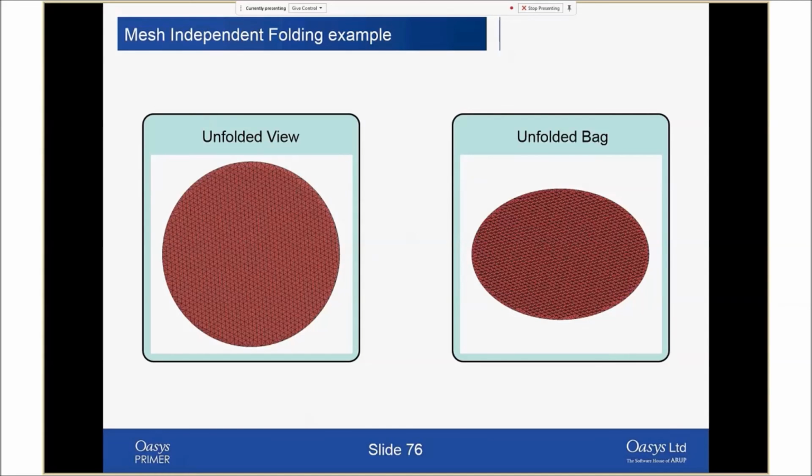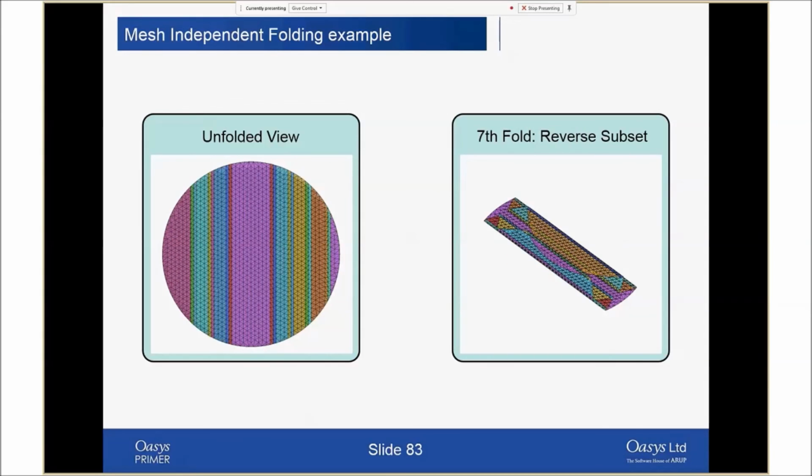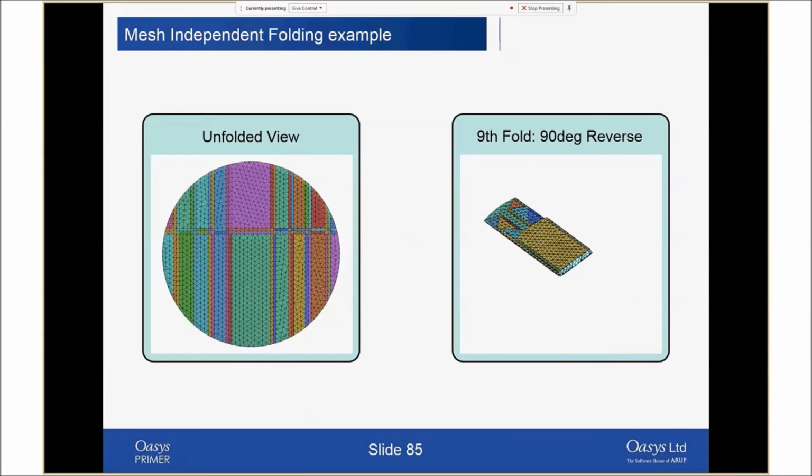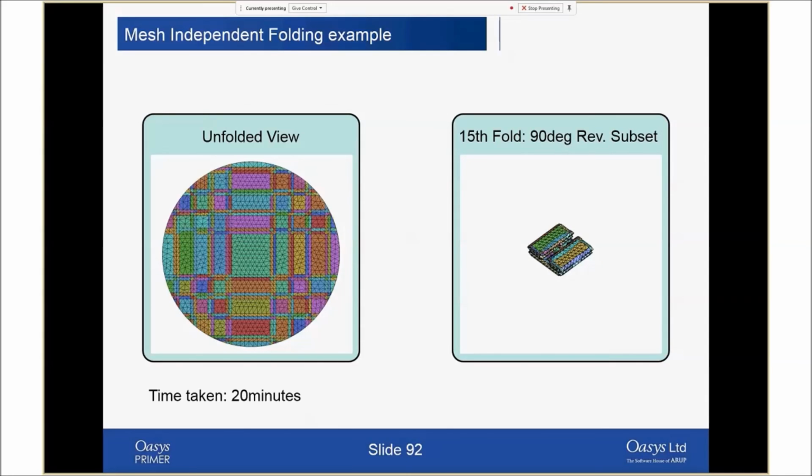So an example of this. On the left hand side here, we're looking at the unfolded bag. On the right hand side, we're looking at the unfolded bag as well, but here you can see the various folds being introduced. On the left hand side, you can see the mesh that you end up with in terms of Primer splitting the mesh and creating new parts and so on. And it's a pretty quick method for very quickly creating a folded airbag.